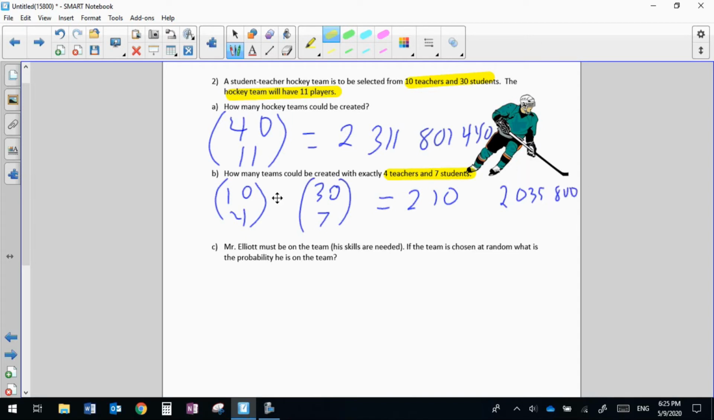And we multiply those together, because for every combination of teachers, we have to go through every single combination of students. We multiply those together to give us the grand total, the number of teams we get now.